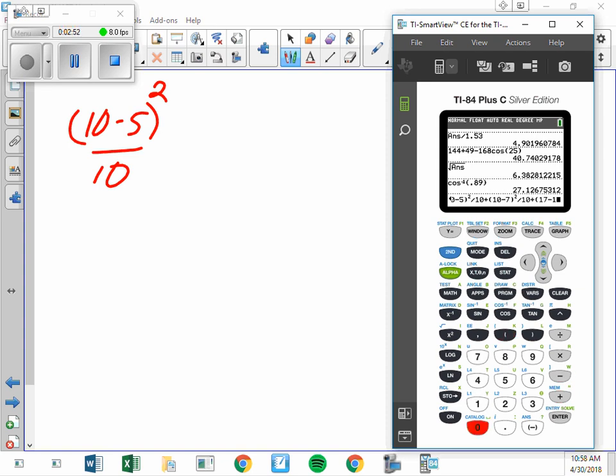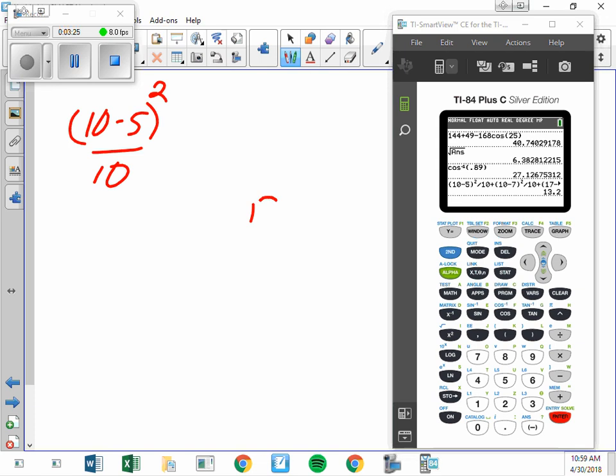17 minus 10 squared divided by 10 plus 16. 16 minus 10 squared divided by 10 plus 8 minus 10 squared divided by 10 plus 7 minus 10 squared divided by 10. Okay, this gives me a chi-squared statistic of 13.2.